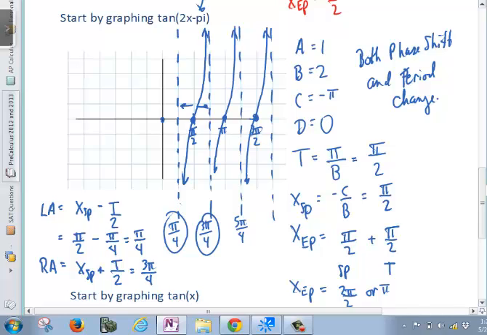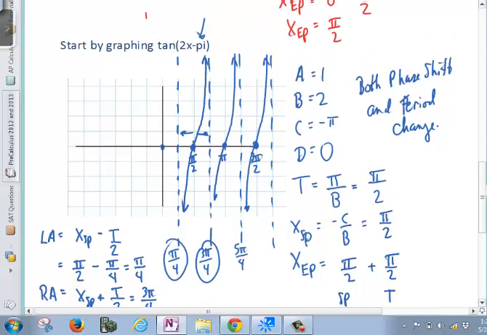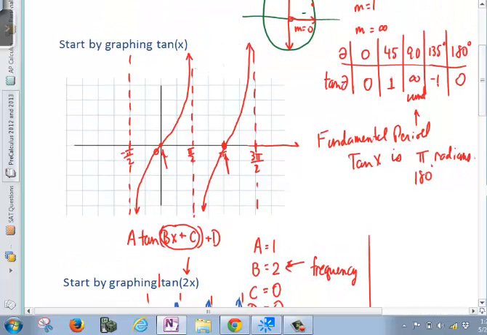Remember, the fundamental period of the graph for tangent is always going to be pi for the basic tangent function. And this will be altered if you change your B value, or your frequency value.